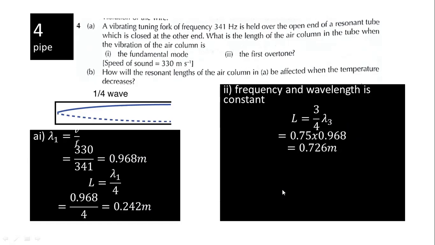Previously, we used the same length of the tube, so we got different wavelength. But here, this wavelength and this wavelength is the same. Right? Instead, the tube becomes longer.